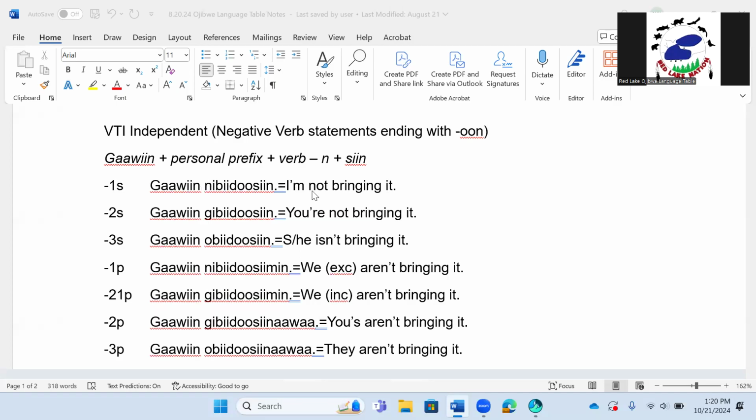Okay, so bidun means to bring it. To say I'm not bringing it, you're going to use your gawin pattern, personal prefix ni, your verb bidun, drop the n and add sin. Gawin ni bidusin. Negative 2S: you are not bringing it. Gawin gibidusin. Negative 3S: gawin obidusin. She isn't bringing it. Gawin obidusin.